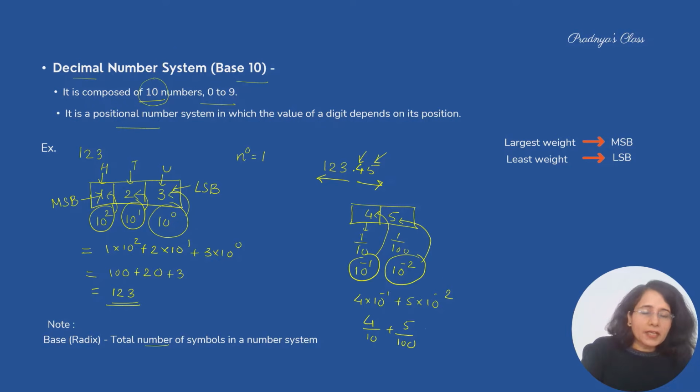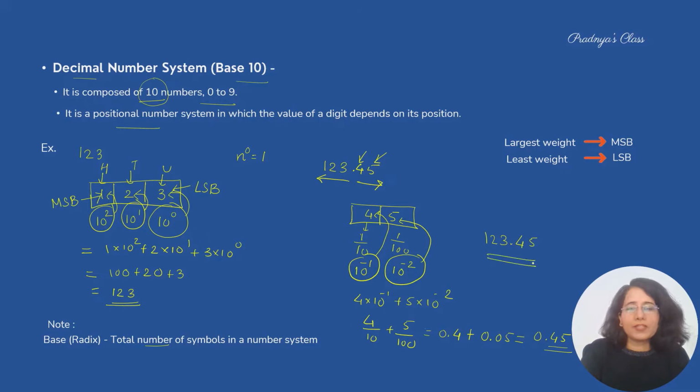If any number is divided by 10, you can add a decimal point after one digit, and if any number is divided by 100, you can add a decimal point after 2 digits. So after solving this and adding it up, it will be 0.45. You can see exactly we got the same number. After all the calculation we got 123.45, so our calculation was correct. In this way we have to solve for other number systems also by considering the base of that number system. The decimal number system has base 10, that's why we have taken the power of 10, and in other number systems we have to consider their own base.